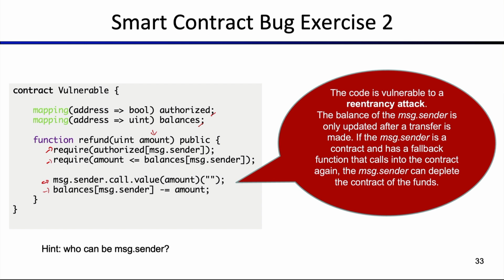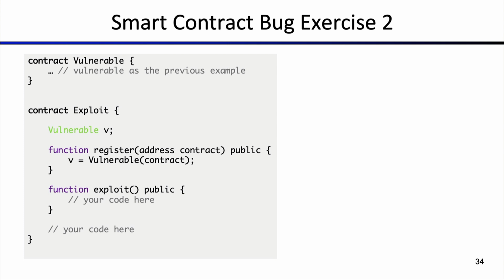The balance of message.sender is only updated at the very end, after we have actually transferred the amounts, right? After the transfer is made, which is a really bad design. So if the message.sender is a contract, a user contract as we've seen before, and has a fallback function that calls again the refund function of this vulnerable contract, then message.sender can actually deplete the contract of the funds. Very good.